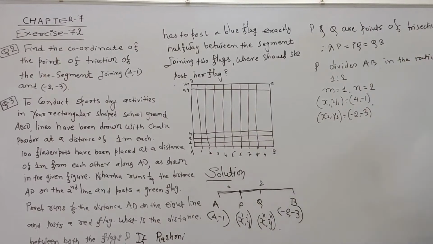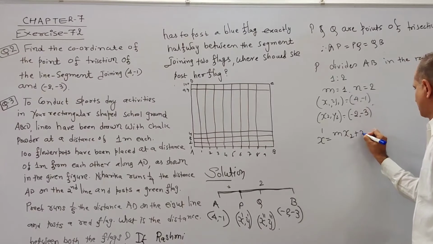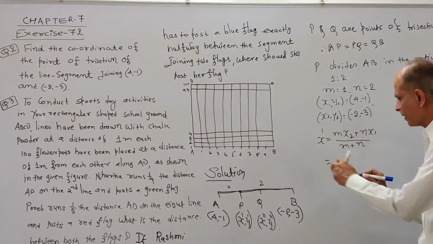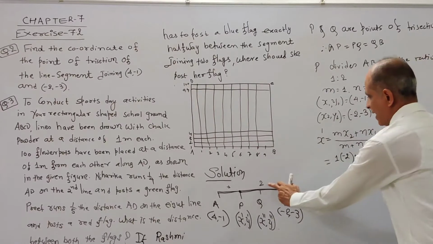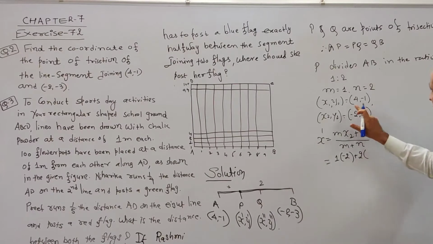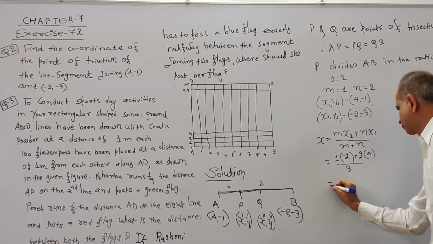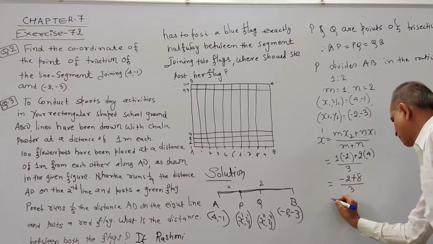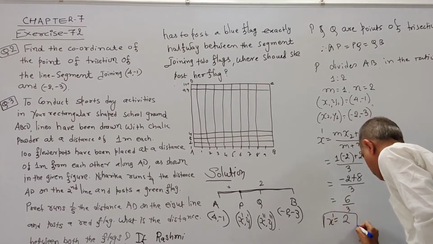Now you can easily find out the coordinate of P, that is (x dash, y dash). So you know x dash means (m x2 plus n x1) upon (m plus n). Now put the value. m means 1, x2 means minus 2, plus n means 2, x1 means 4, upon m plus n means 1 plus 2 is equal to 3. So minus 2, 4 twos are 8, so plus 8, by 3 means 6 by 3. So the x coordinate of point P is 2.